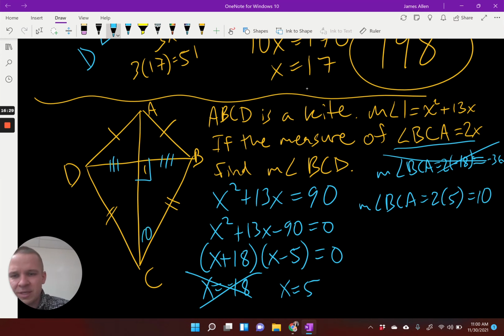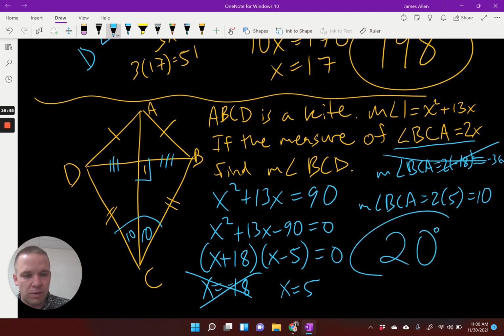But it asks for this entire angle here. One of the diagonals bisects the opposite angles, and this is the one. It's the line of symmetry, the one that's perpendicularly bisecting, cutting the whole kite in half. So my final answer here is 20 degrees.